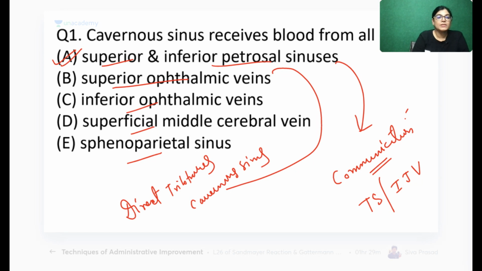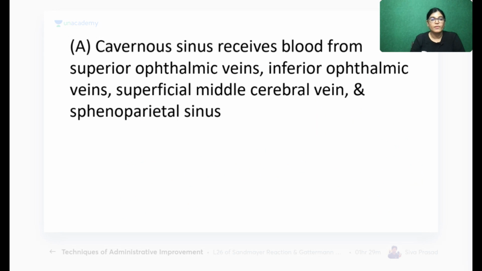Got it? If we talk about the other options, that is superior ophthalmic vein, inferior ophthalmic vein, superficial middle cerebral vein, sphenoparietal sinus, all these 4 options are direct tributaries, but the superior and inferior petrosal sinus is a communication. Through this communication, the cavernous sinus drains into the internal jugular vein and transverse sinus. So through the superior petrosal sinus, into the transverse sinus, and through the inferior petrosal sinus, into the internal jugular vein. So A is the correct answer. It is not a direct tributary, so it is not giving blood directly to the cavernous sinus. All other options are direct tributaries. Got it, everyone? Let's move on to the second.